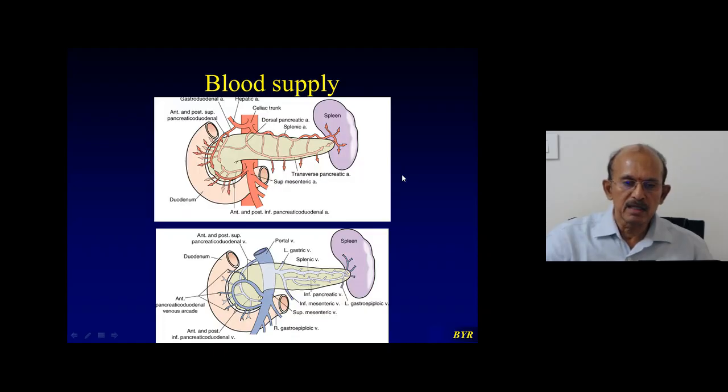Of course, in the next class, I will tell you about the gut innervation and sensation from the gut, how the pain from the gut is manifesting. So the preliminary features about the abdominal cavity organs, those I will tell you in the next class.